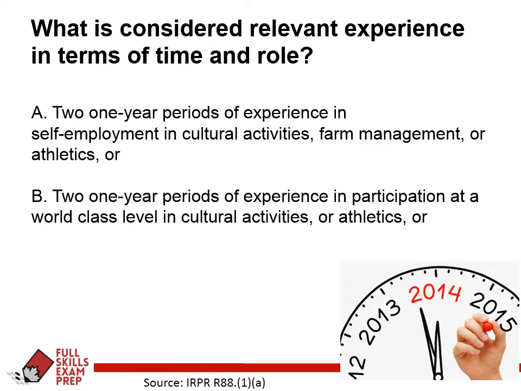All right, alternatively, for athletes and people engaged in those specified cultural activities, you can have 2 1-year periods of experience in participation at a world-class level. Finally, for people engaged in athletics and cultural activities, they can have a combination of A and B.